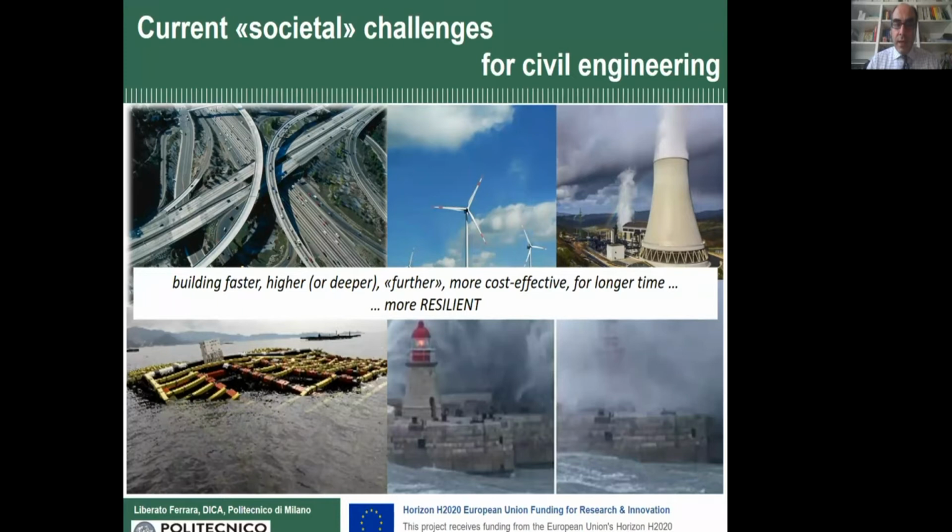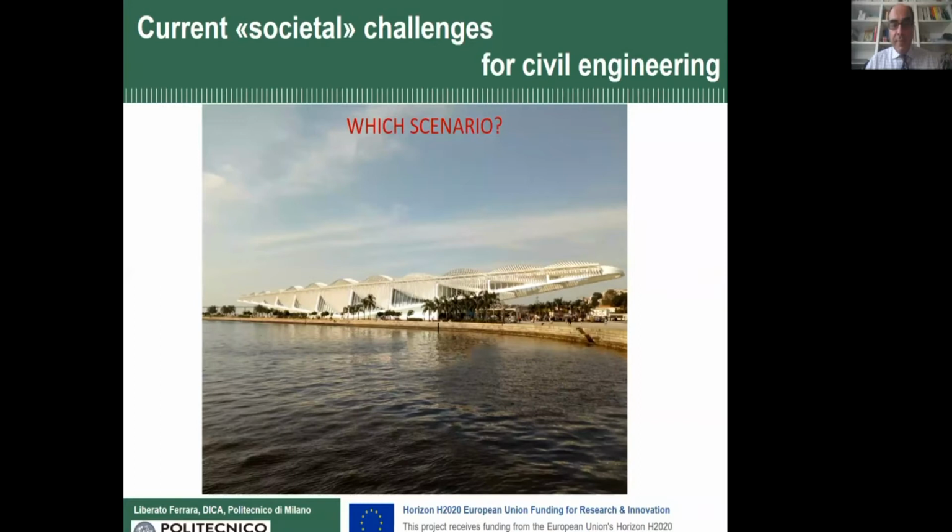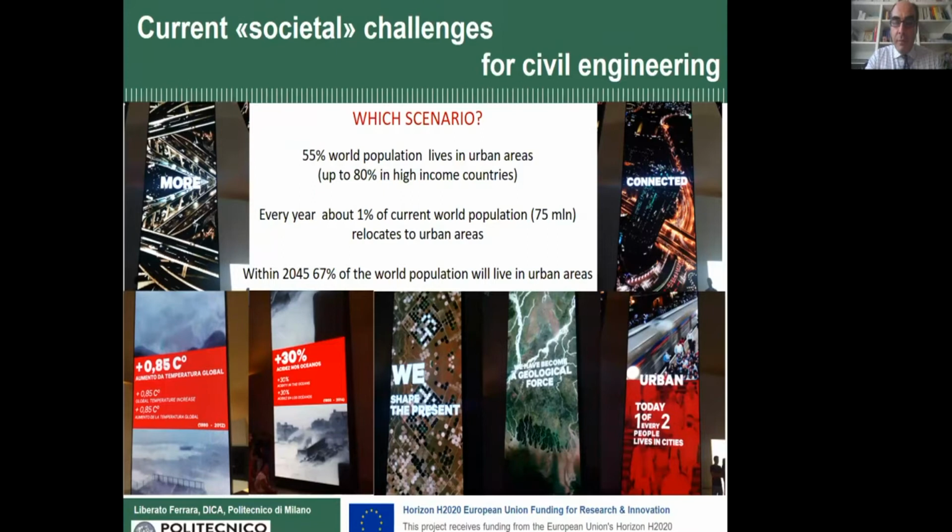So which is the scenario? This is the Museum of Tomorrow in Rio de Janeiro. And when I visited it a couple of years ago, I was hit by a sentence which was in the exhibit. We have become a geological force. So we are able to shape the planet.